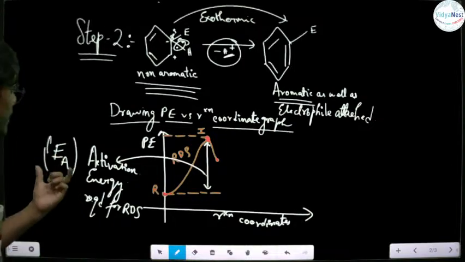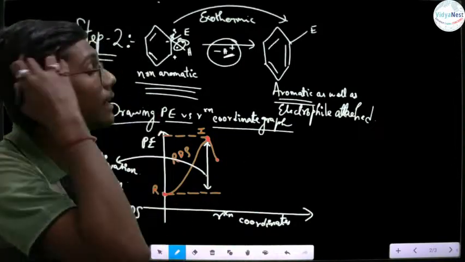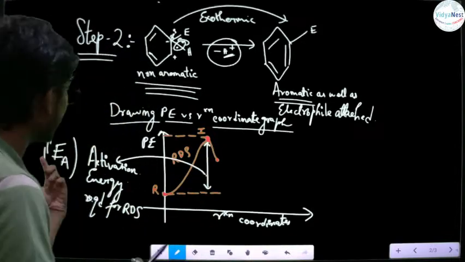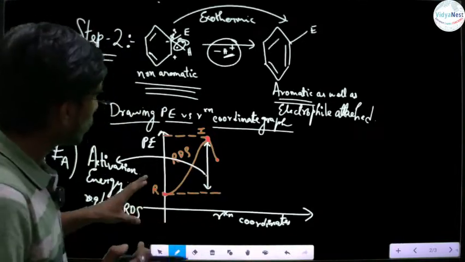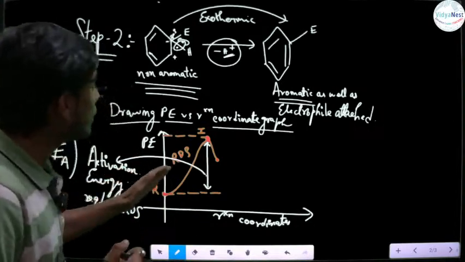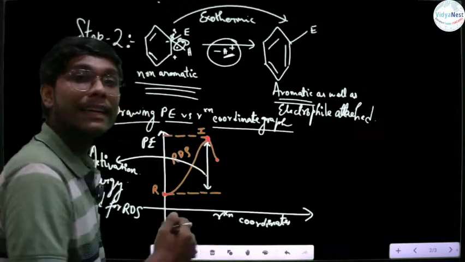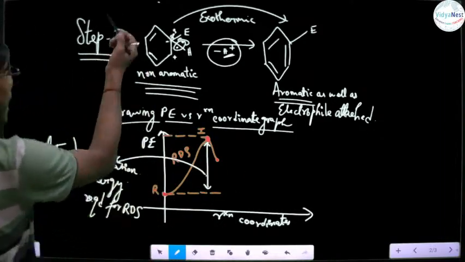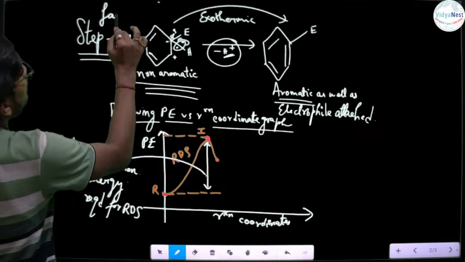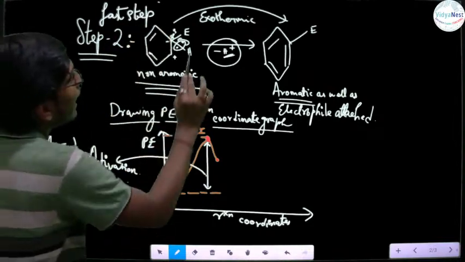We will study activation energy in greater detail when we study chemical kinetics in physical chemistry. However, basically this is the amount of energy that we need to provide in order to convert the reactant to the unstable intermediate. Now, after this first step, the slow step, the RDS, is over, step 2 is a fast step, and this is an exothermic step in nature.